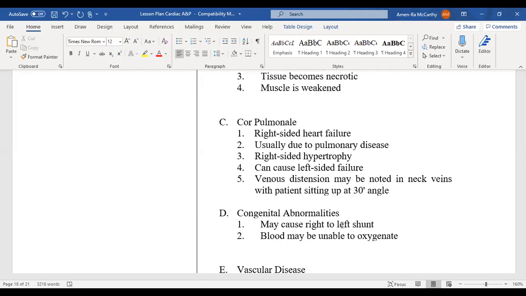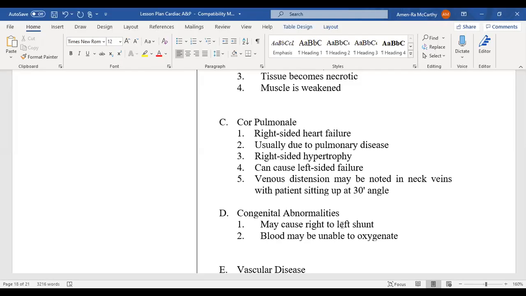What is that called? A shunt. When blood makes it from the right side and somehow gets to the left side without picking up oxygen, it is a shunt. It starts with the right, goes to the lungs, then to the left, then to the body. But if it goes from the right and makes it all the way back to the left without picking up oxygen, then that is a shunt. Congenital abnormalities usually end up with a shunt.